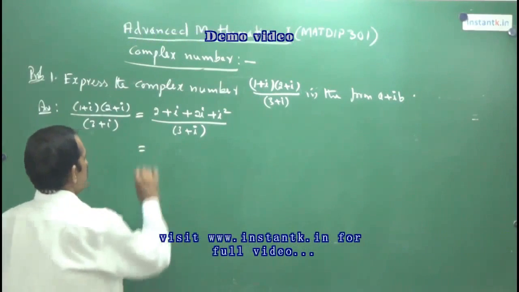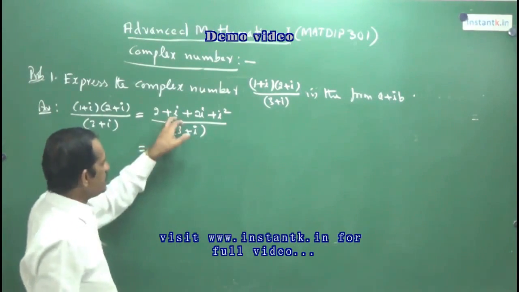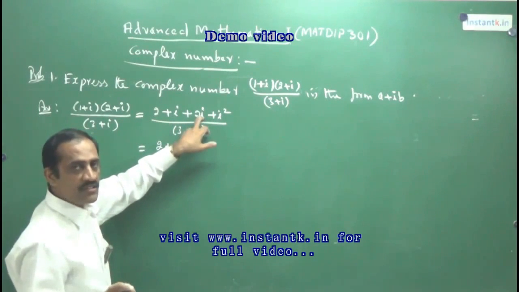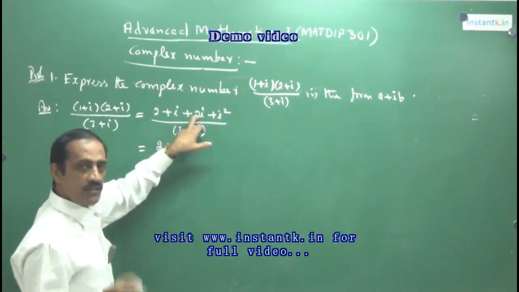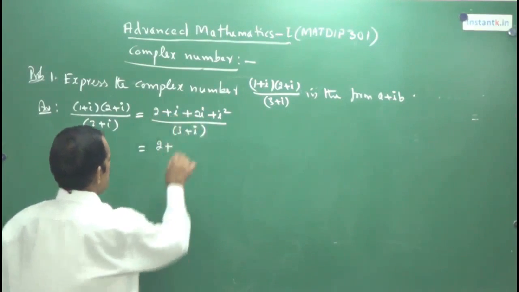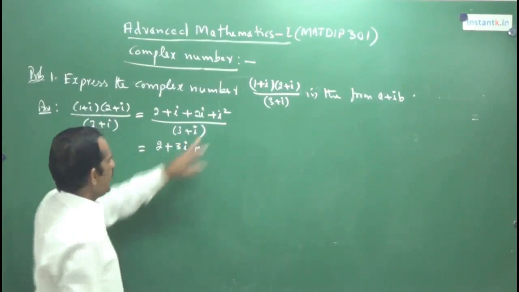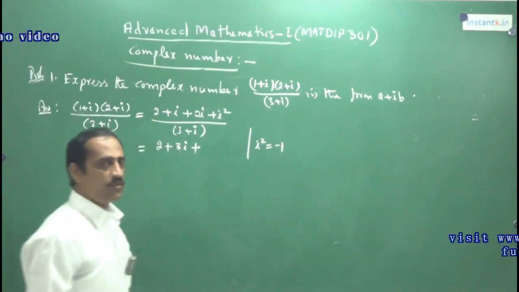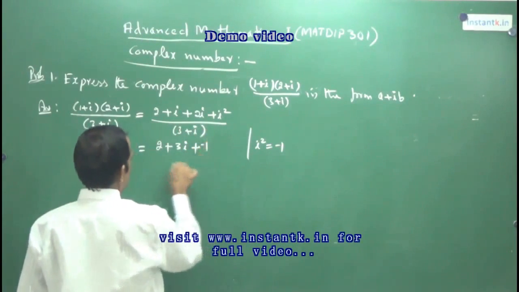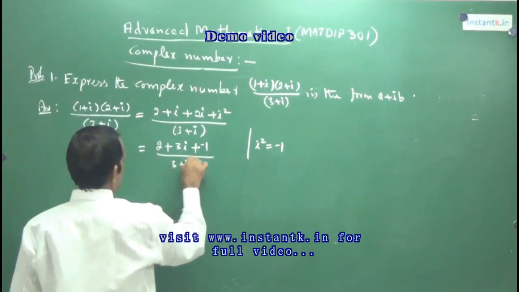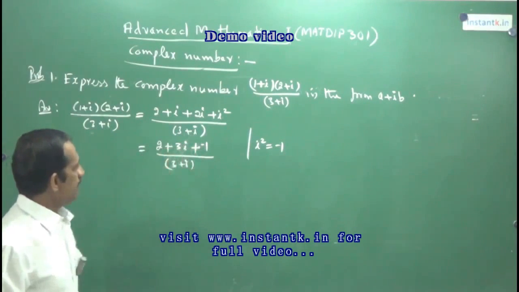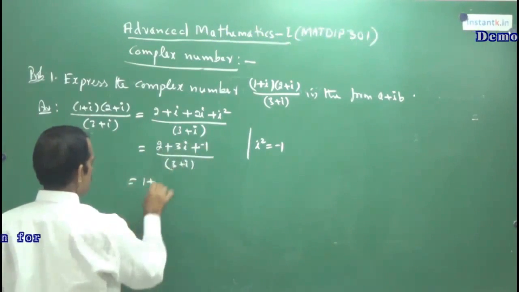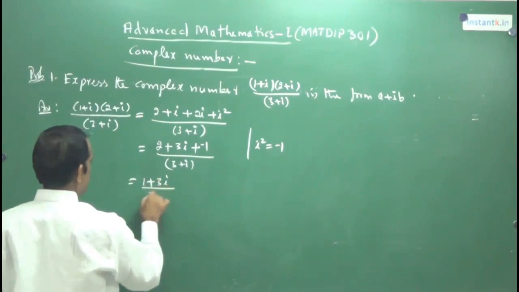After that you simplify. What you get here is 2. Here i is there, here 2i is there. So i plus 2i, total how many i's? Here it is 1i, here 2i, total 3i. This is 3i plus i square. This must always be remembered: i squared means minus 1. So i squared is minus 1, divided by 3 plus i. So 2 minus 1 is 1 only. So we get 2 minus 1 plus 3i divided by 3 plus i.